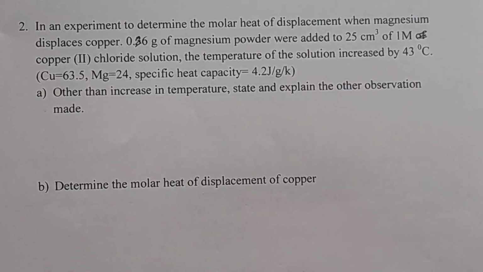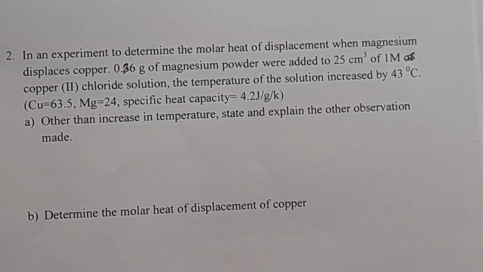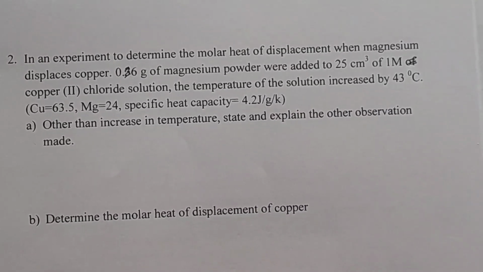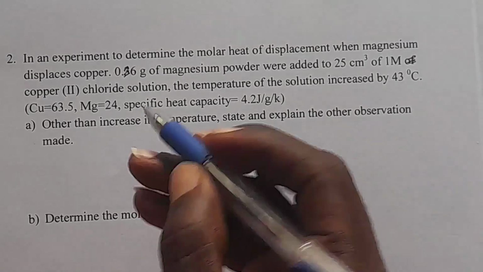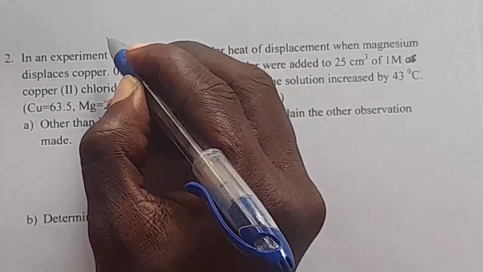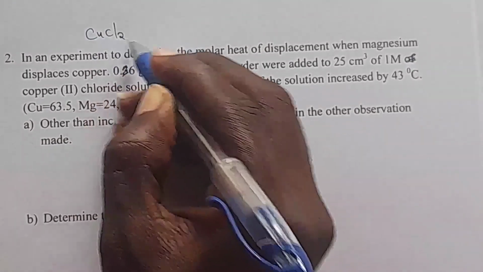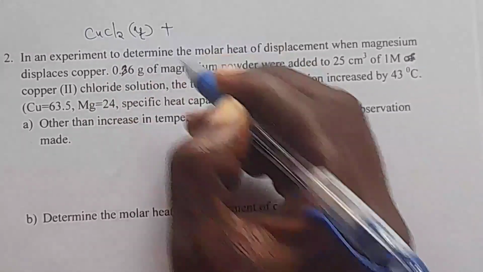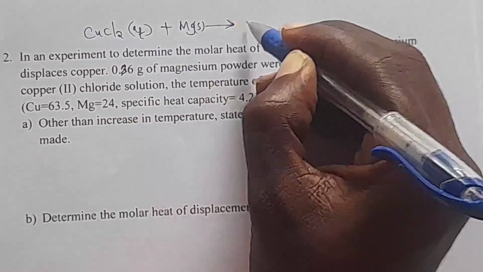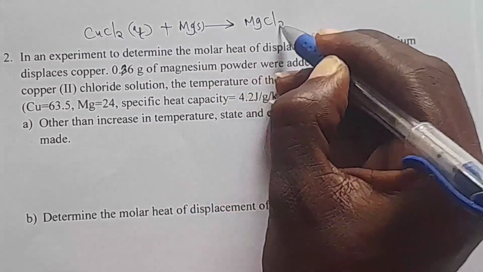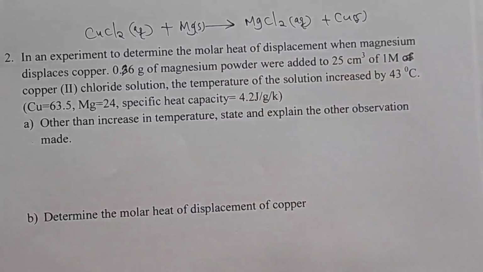So for you to know the observation in chemistry, it is good for the students to write the equation that's taking place, either a chemical equation or an ionic equation. So to write this chemical equation, we're having copper 2 chloride aqueous reacting with the magnesium powder, solid. We are going to get magnesium chloride aqueous and also copper metal solid.